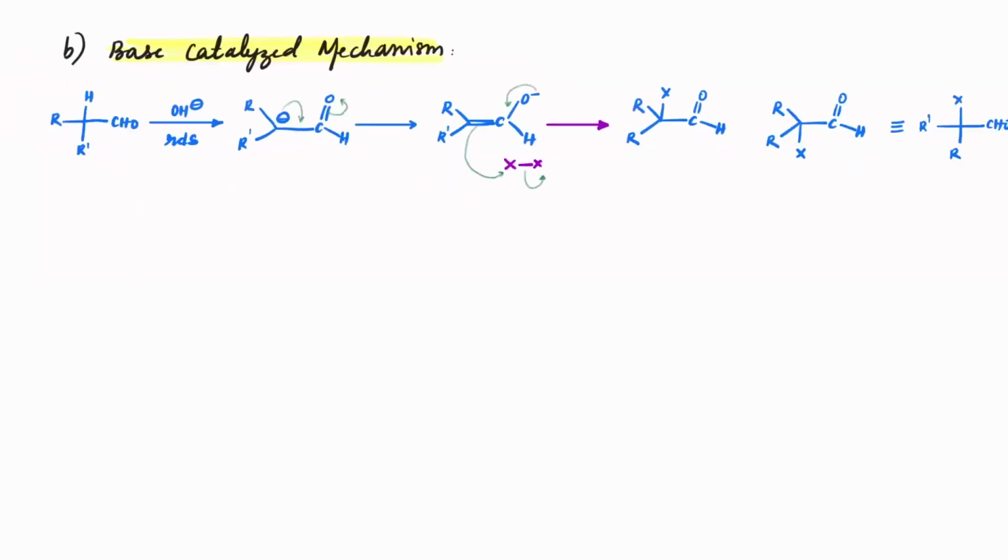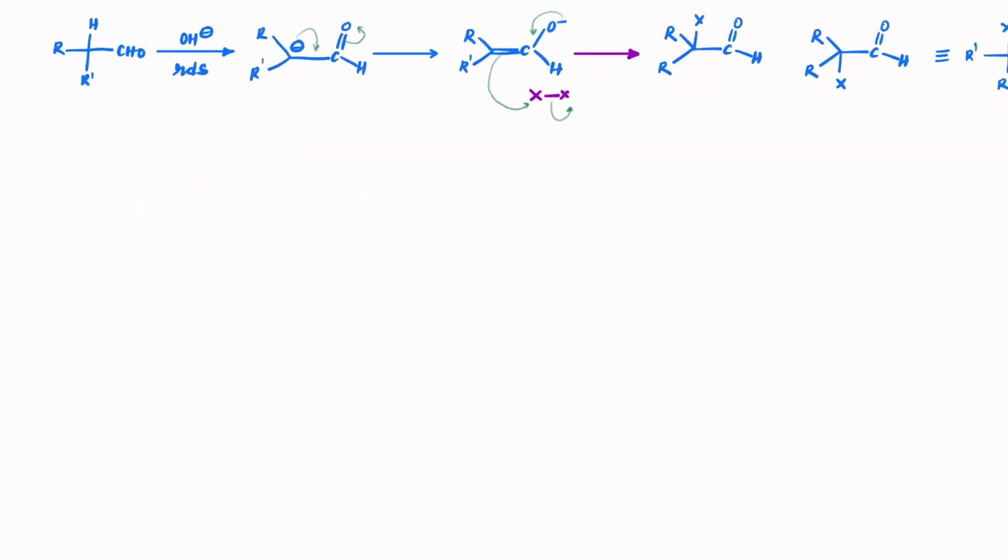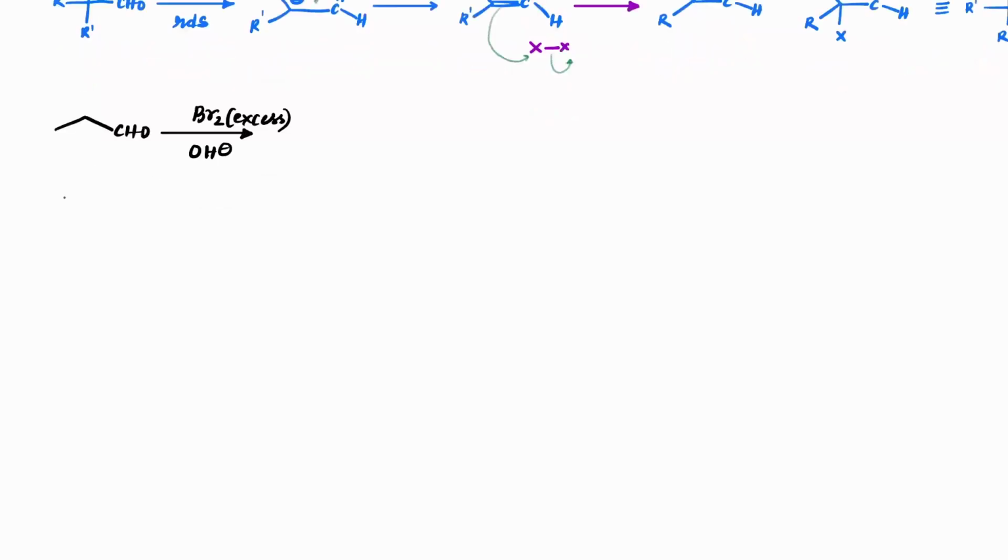Now, the interesting fact here is, check out, in case you have multiple hydrogens, I'll take this example here. Suppose I have CHO here, and I am treating it with Br2 in the presence of OH minus in excess. So how does this reaction work now? Check out the mechanism. The first step: OH minus will definitely take a proton from here. As it takes the proton, you get a minus here, CHO.